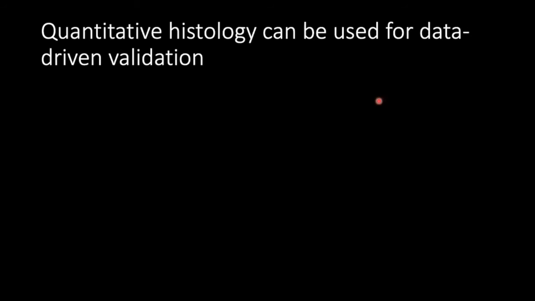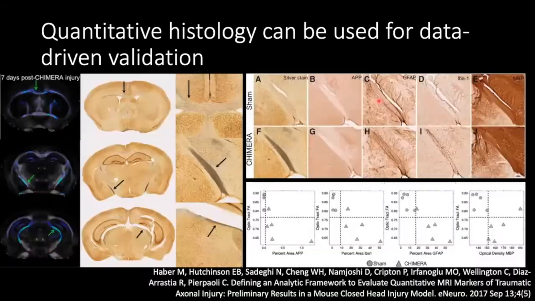Another way I think that histology is being used quantitatively is for data-driven studies. Along with Margalit Haber and Ramon Diaz-Aristia, Carlo and I looked at FA decreases following the closed head inertial injury model in mice and found that regions of damage corresponded to decreases in fractional anisotropy. The way that we validated this was by optical density measurements in specific regions of interest across a wide variety of stains. And we were able to show that diffusion shows about the same thing.